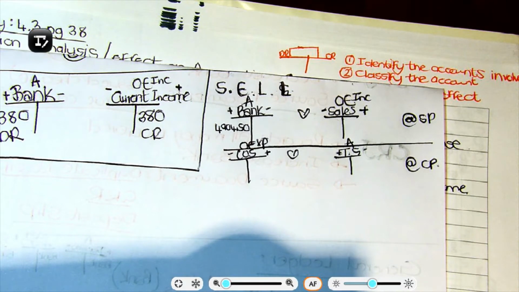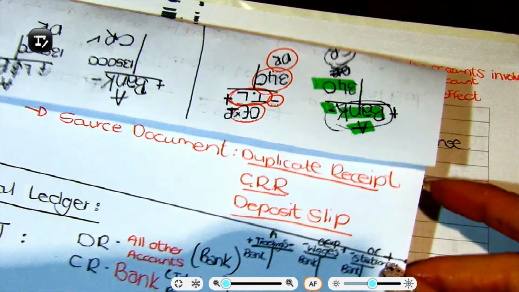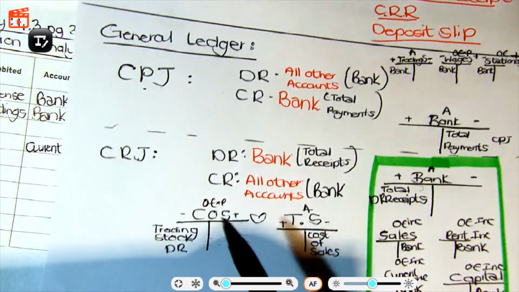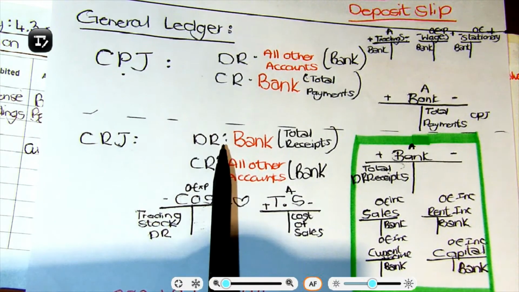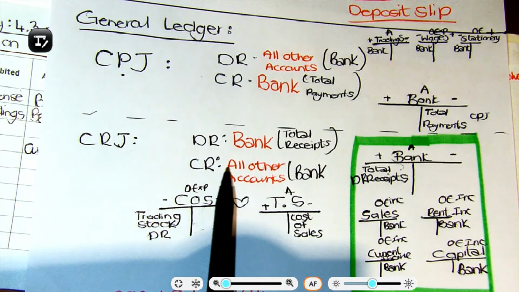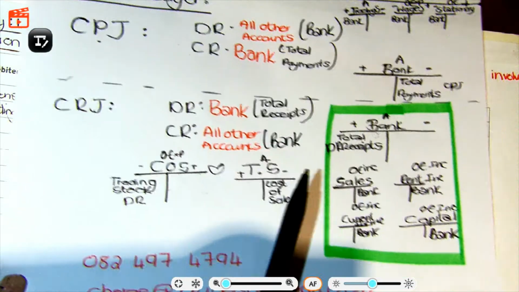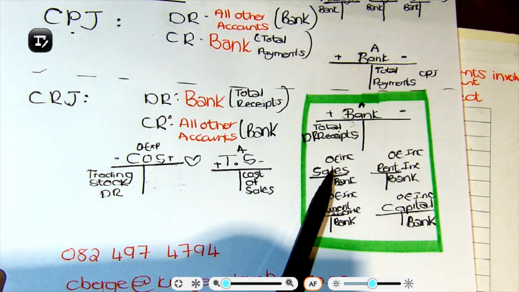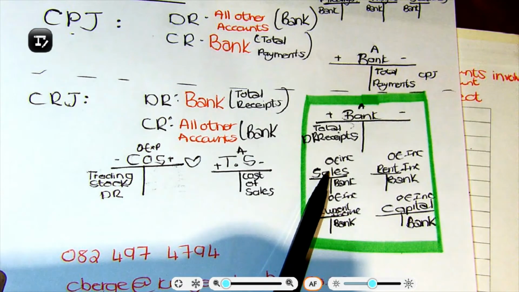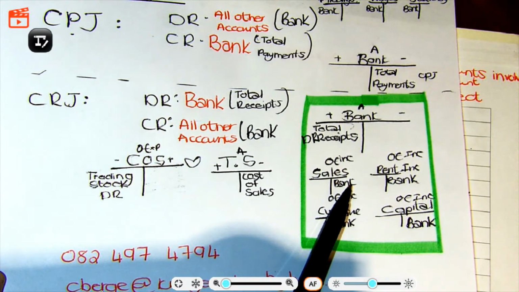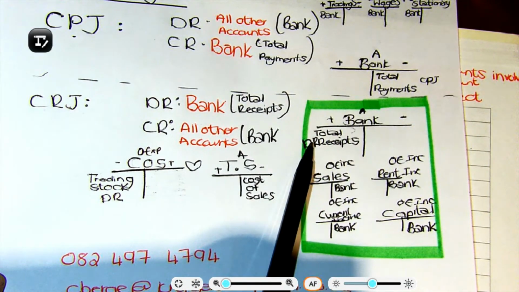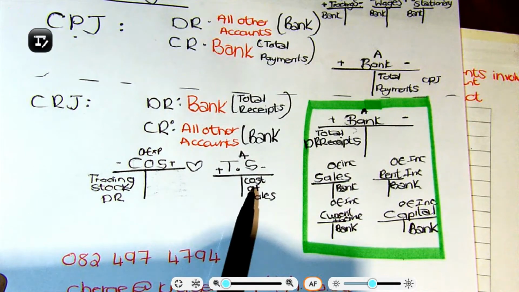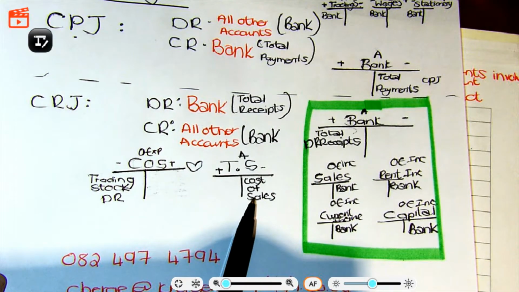Cash receipts journal. Now, if you remember what I taught you there, I said to you, when posting to the CRJ, we are going to debit bank and credit all other accounts. I'm busy posting here. Sales is going to be credited and bank is going to be debited. And then this is what's going to happen to cost of sales and trading stock. Okay, but I'm going to explain it all to you now.